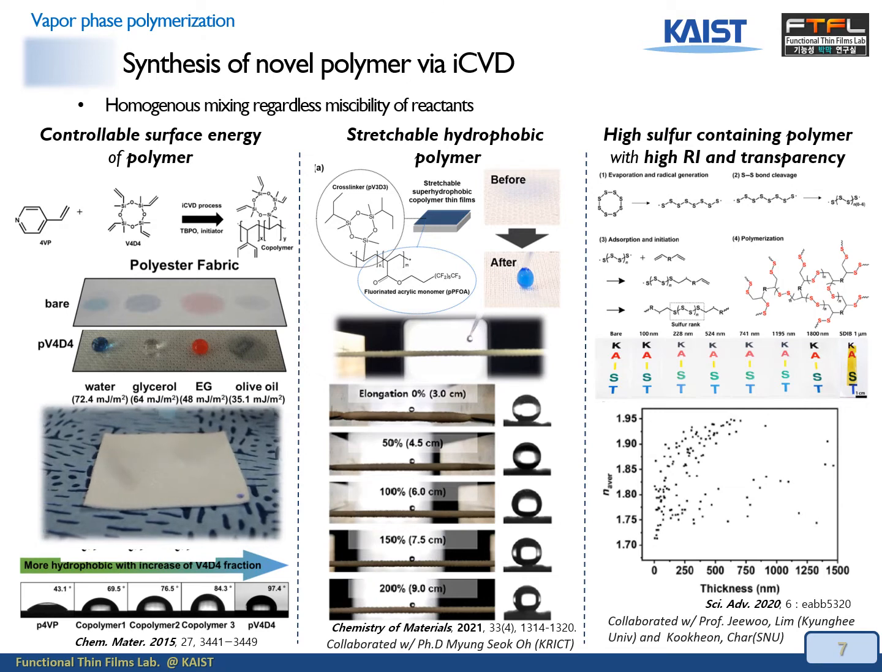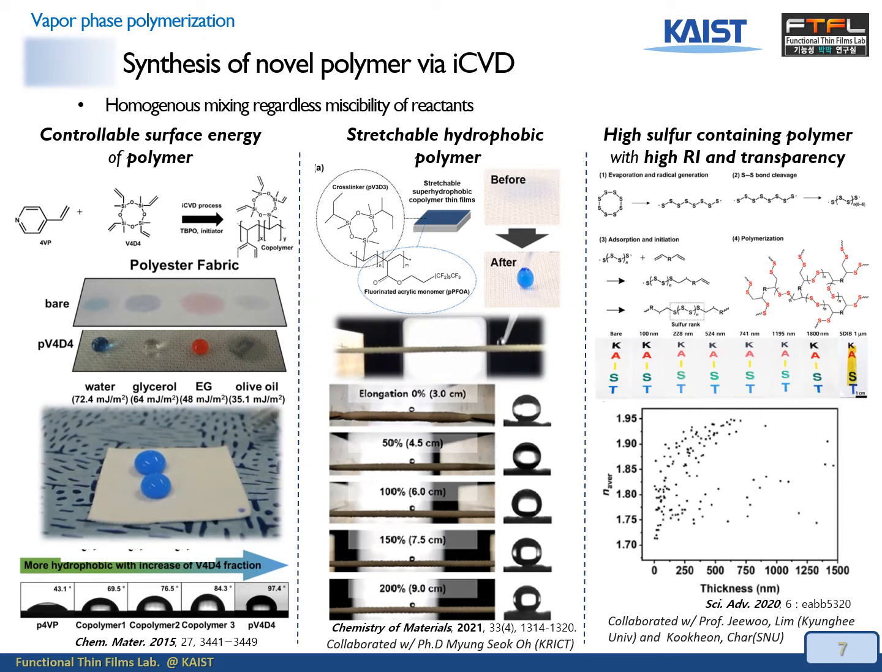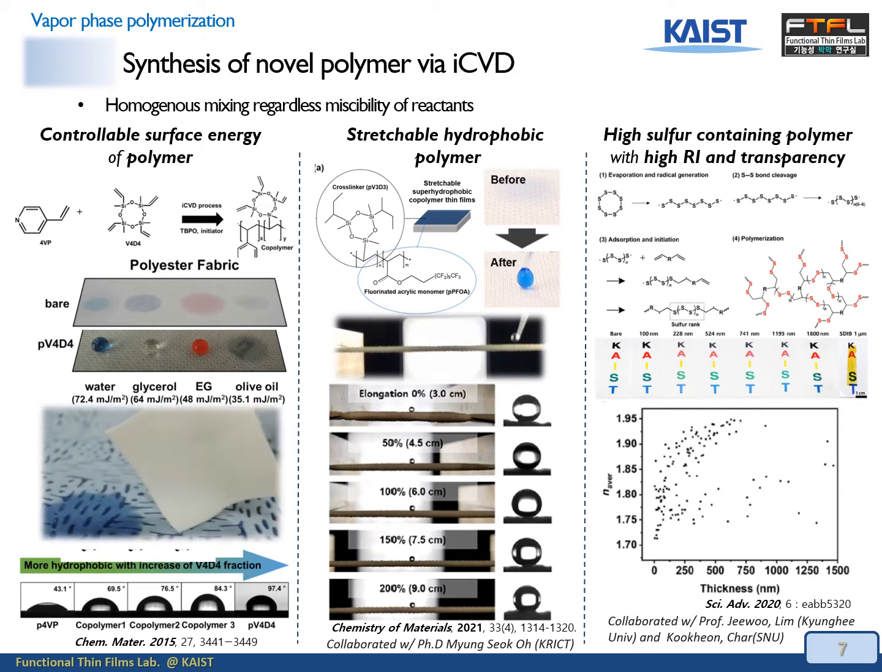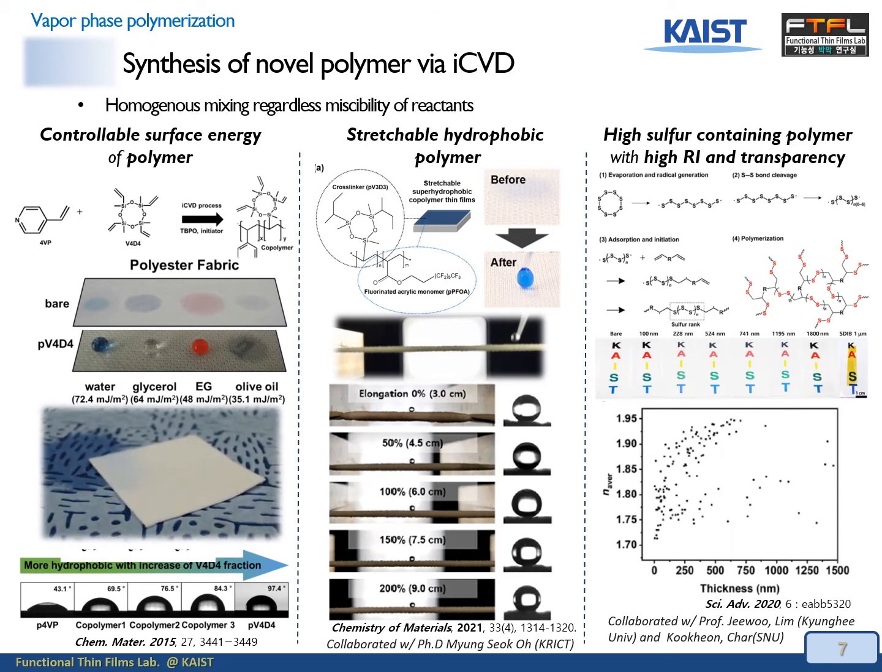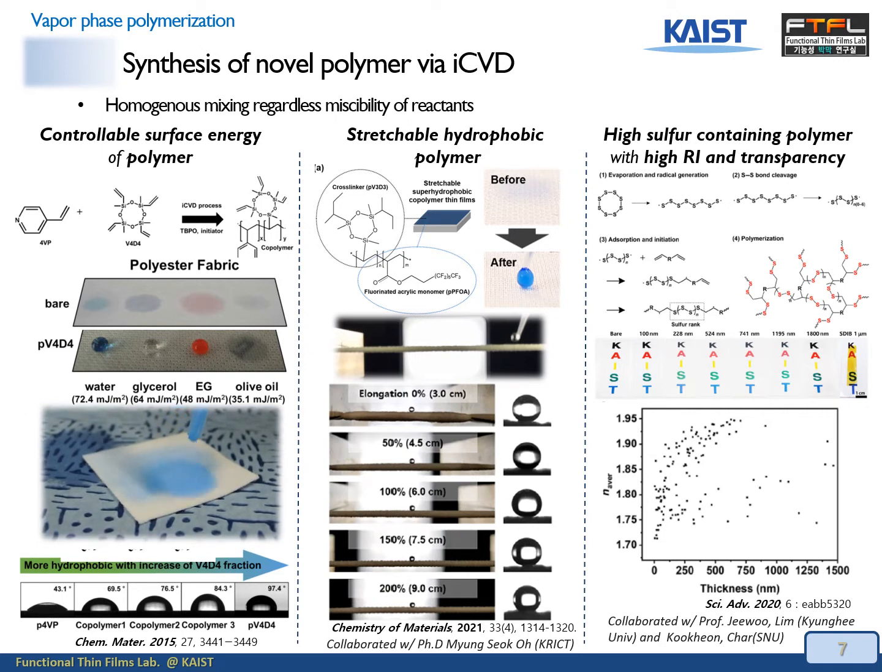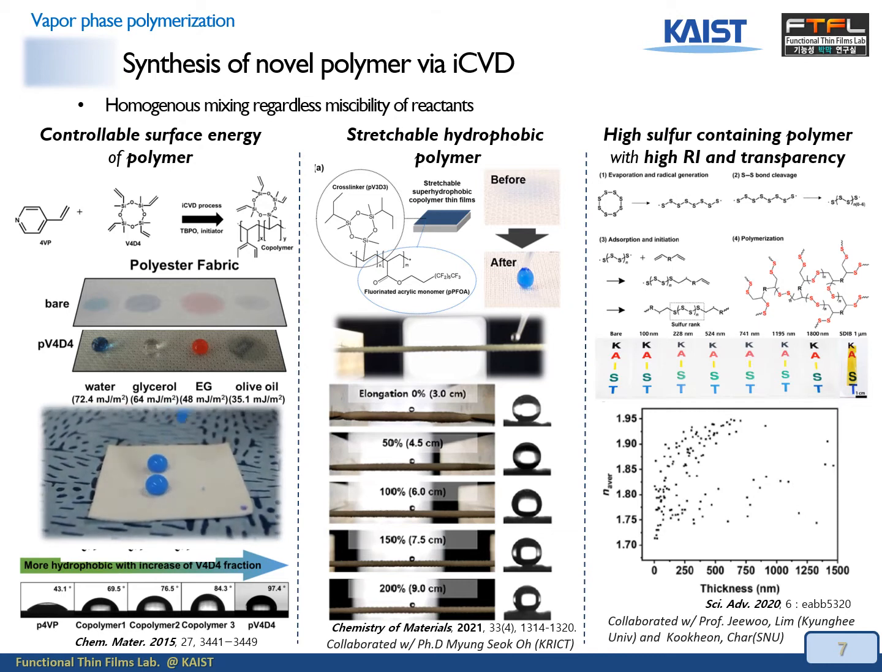The iCVD is a vapor phase process. Homogeneous mixing is possible regardless of miscibility of reactants. It is possible to control the surface energy and mechanical characteristics by finely controlling the composition of two monomers, which are not miscible in liquid phase. In addition, polymers with high refractive index and transparency can be synthesized using elemental sulfur, which has poor miscibility with organic solvents in liquid phase.